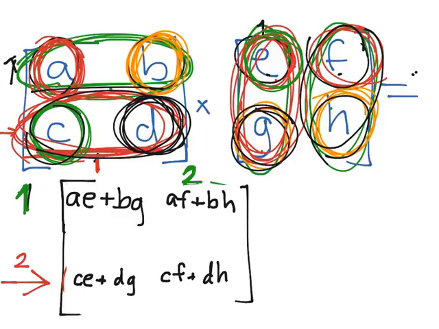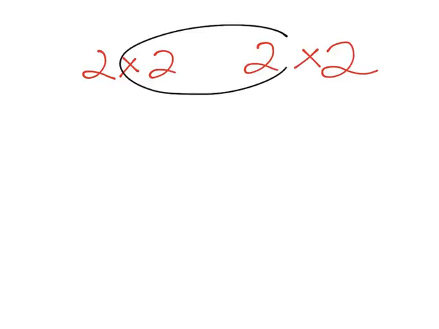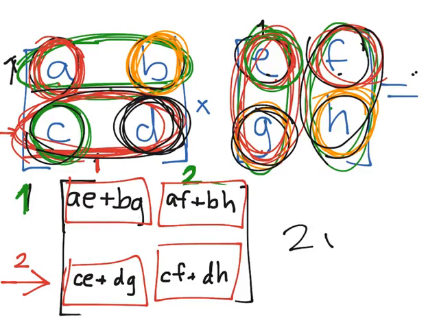As you can see here, we have 4 different entries in our resulting matrix. So we have 2 rows and 2 columns. You might recall that in our previous video we said that if you are multiplying 2 matrices, these 2 numbers must be equal, and then the resulting matrix will have this number of rows and this number of columns. And that is true. Our resulting matrix is a 2 by 2.